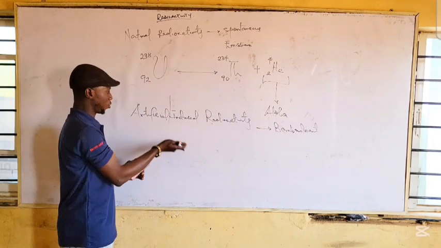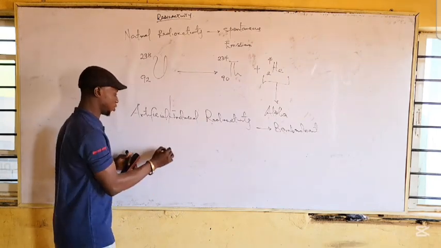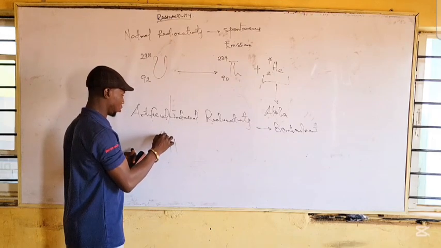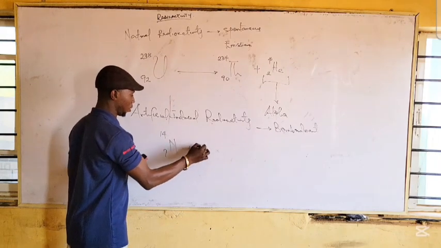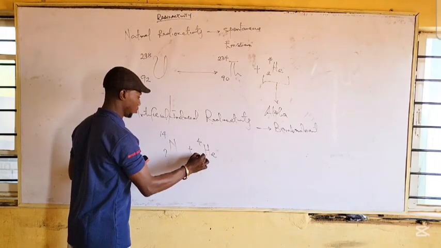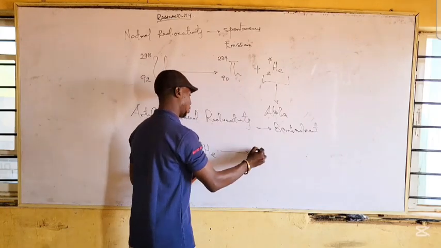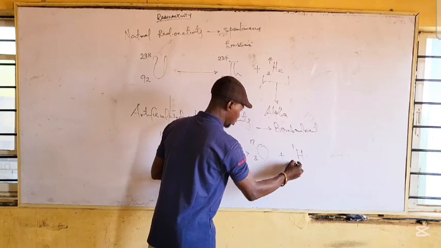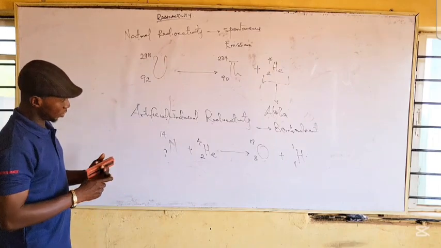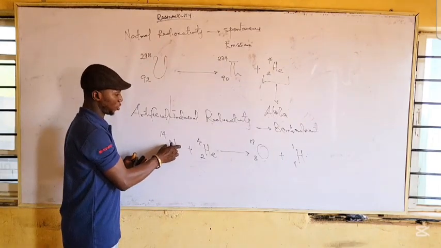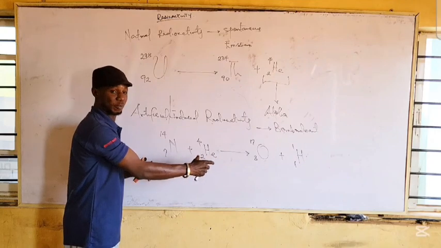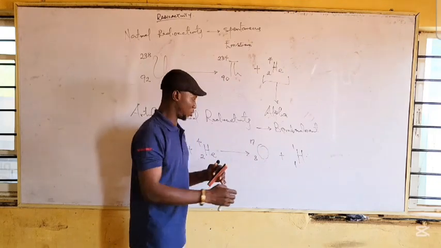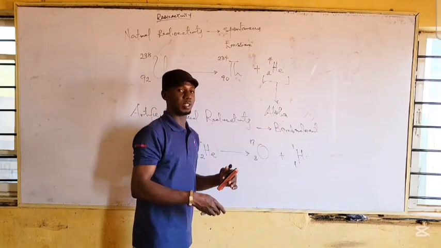So, a suitable reaction to explain artificial radioactivity is this reaction of nitrogen, helium, to give oxygen plus a proton. Now, if you look at this equation, we have nitrogen reacting with helium, which is an alpha particle, to produce an isotope of oxygen. I know you are expecting the mass number of oxygen to be 16.